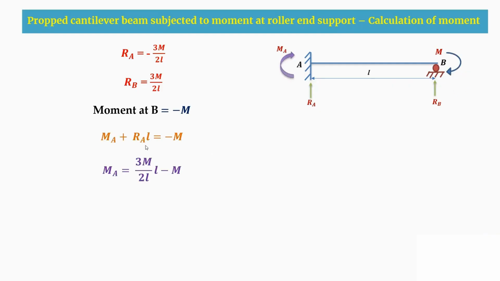By substituting the RA value and simplifying the above equation, I'm getting the MA value to be plus M by 2. So whatever sign convention I considered for the A support, which is sagging nature, is correct. Therefore, I'm leaving that sign convention the same. So MA is equal to M by 2, which is in the sagging nature. Now, after getting the moments, the next step is to draw the shear force diagram.